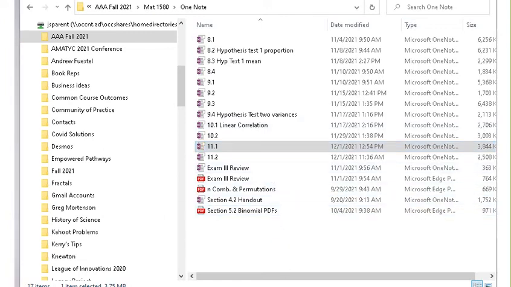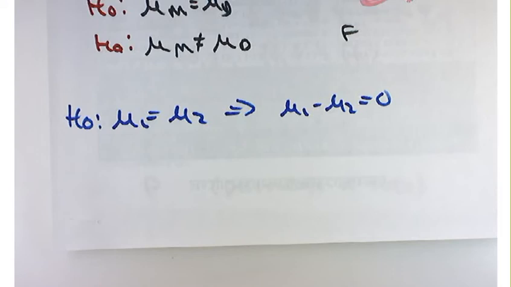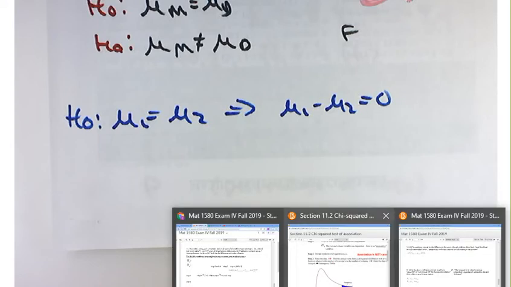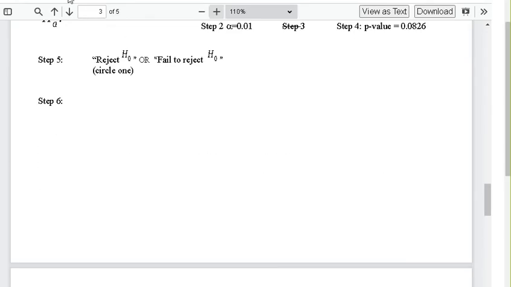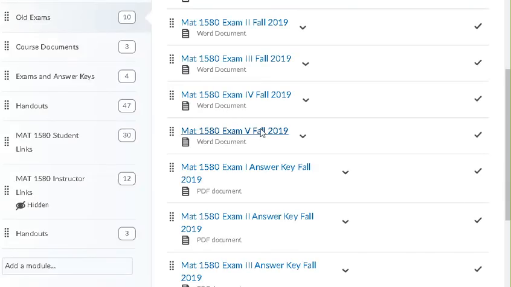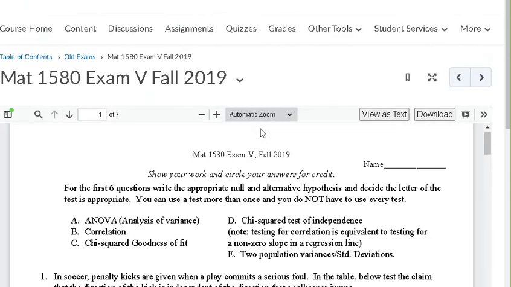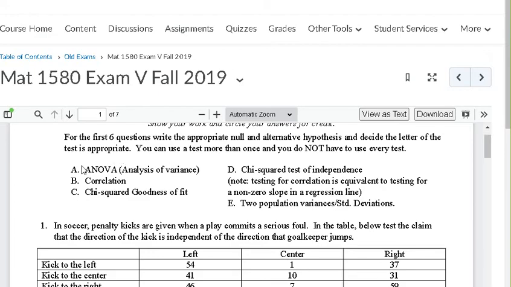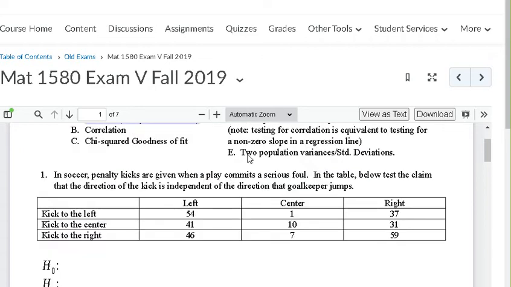Let's try another one. Actually, I should be able to just go back to the website and look at test 5. So we'll go back here. Let's take a look at exam 5. Not all the problems on exam 5 are things you're going to have to worry about. We haven't done analysis of variance yet, so you don't have to worry about that. But we did do inference for 2 variances and standard deviations, so that's okay.